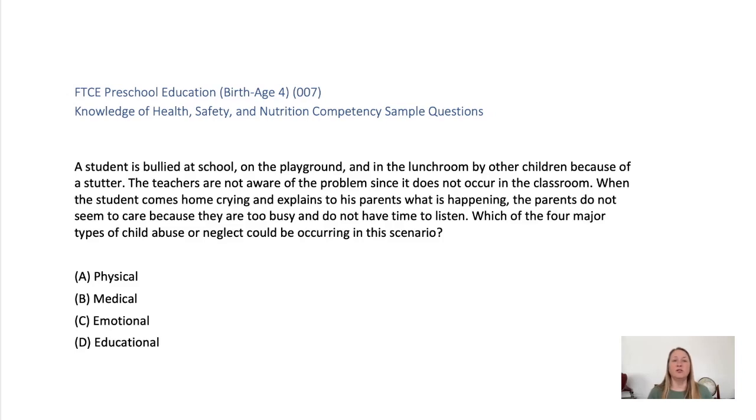A, physical: there's no mention of physical harm or injury. B, medical, is incorrect. The child's medical needs are not discussed or neglected here. D, educational, is incorrect. The child is attending school and there's no mention of being denied access to education. The correct answer is C, emotional neglect. One of the four major types of child abuse or neglect occurs when a parent ignores a child's feelings, which can then result in a sense of rejection or worthlessness.